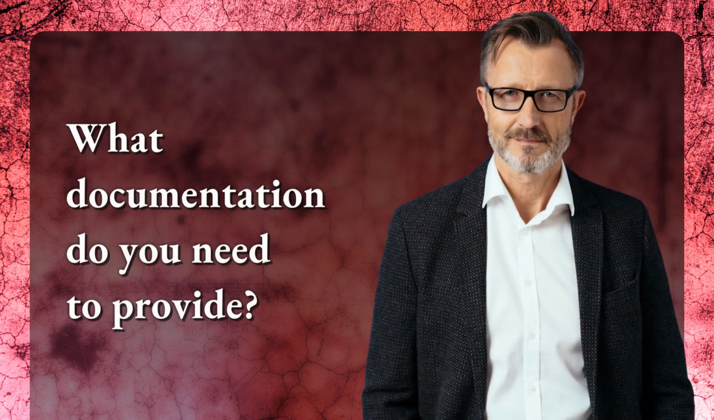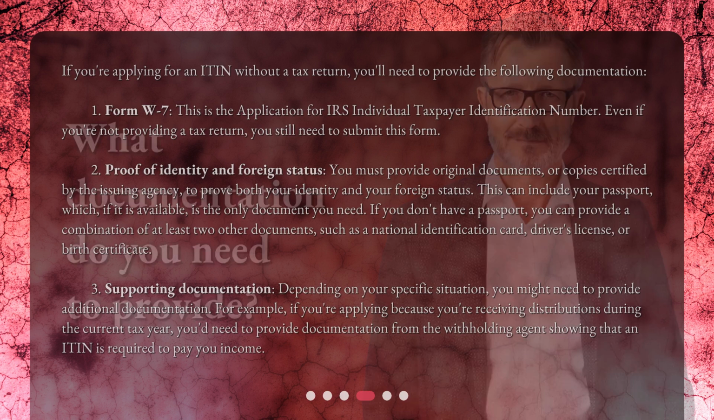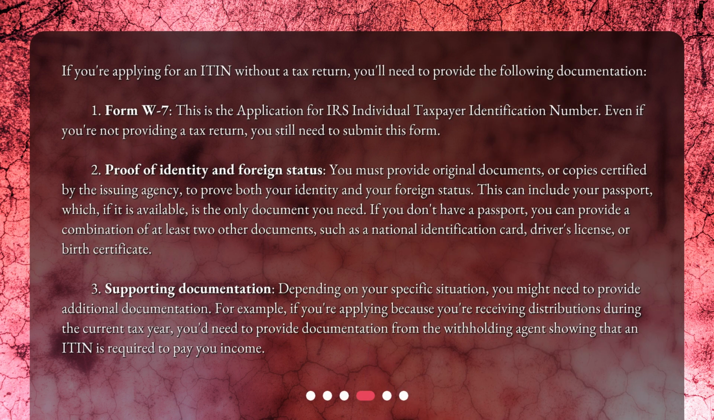What documentation do you need to provide? If you're applying for an ITIN without a tax return, you'll need to provide the following documentation. 1. Form W-7. This is the application for IRS Individual Taxpayer Identification Number. Even if you're not providing a tax return, you still need to submit this form.